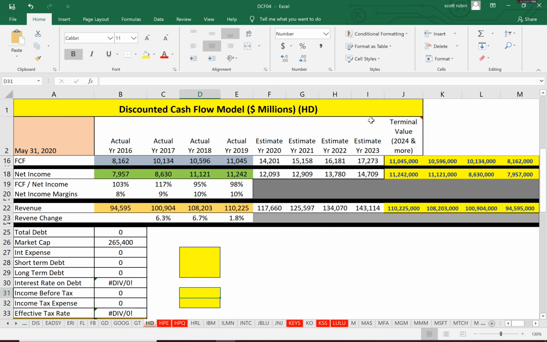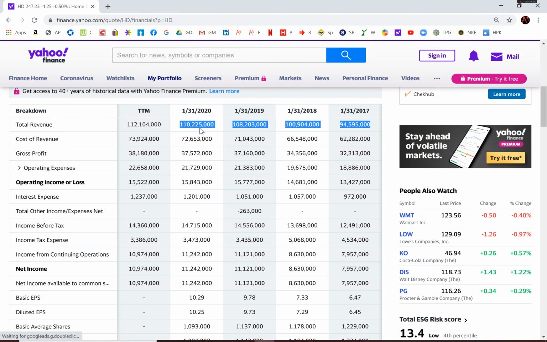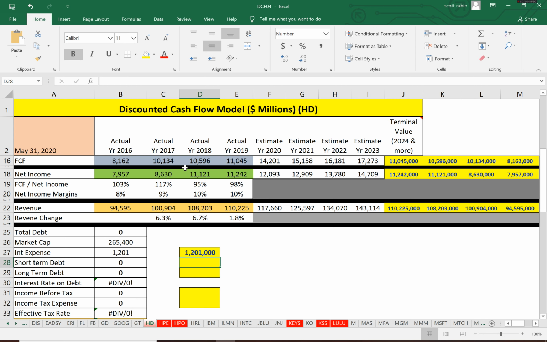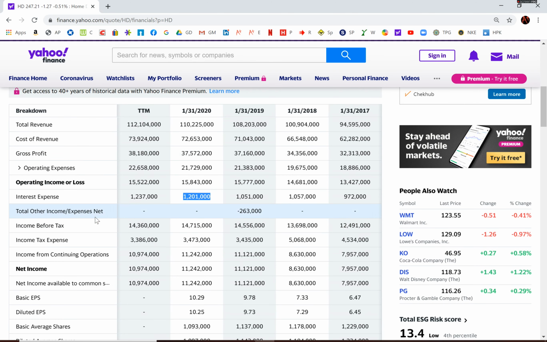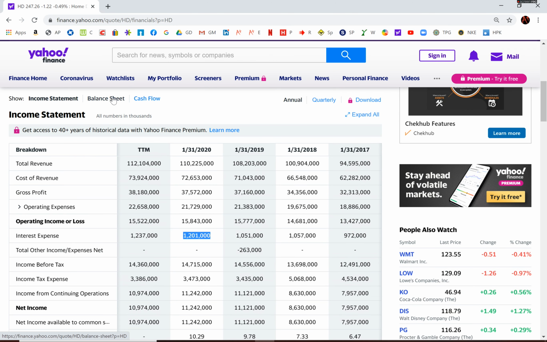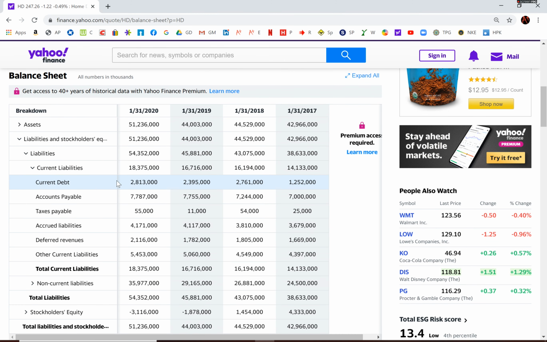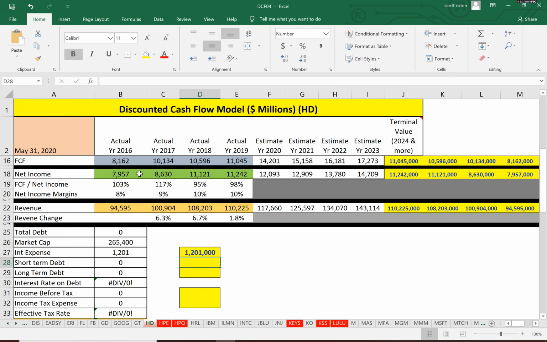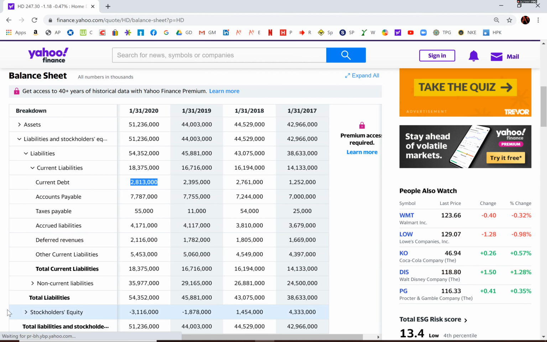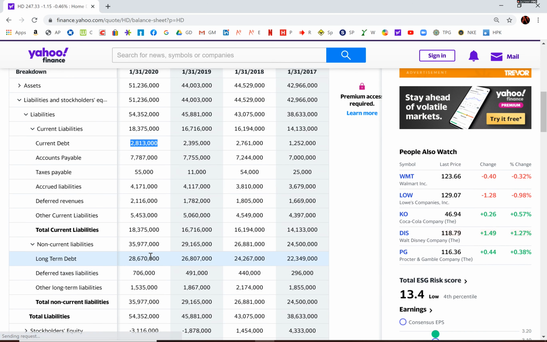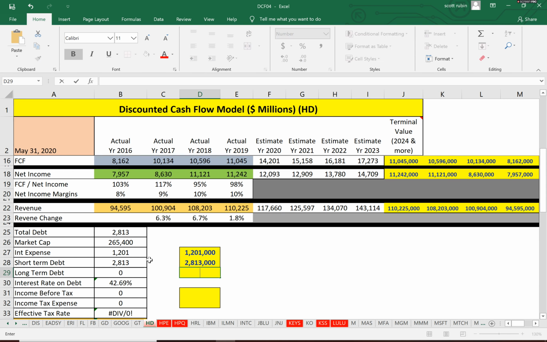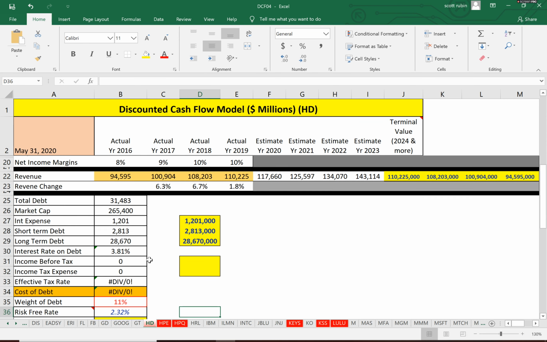Now, we need to look at the capital structure of Home Depot to figure out the discount rate we need to apply to the future cash flows. So the interest expense is the interest they pay on their debt. That's 1.2 billion. Let's see how much debt Home Depot has. We'll go to the balance sheet and go to liabilities, current liabilities. Current debt is 2.8 billion, and that's debt due within 12 months. Non-current debt, long-term debt, 29 billion, that's debt due after 12 months.